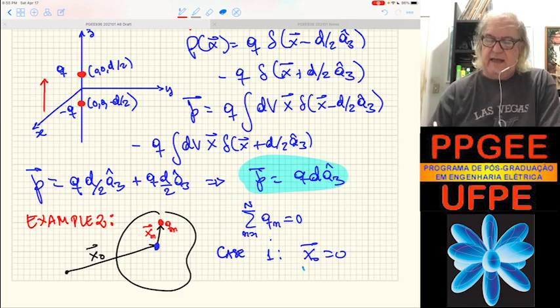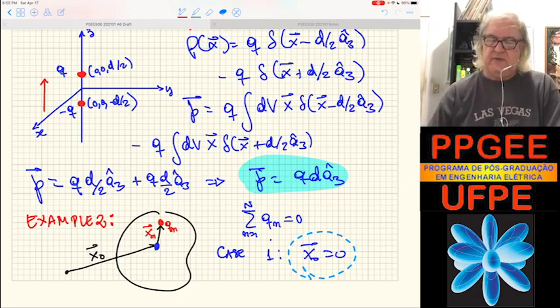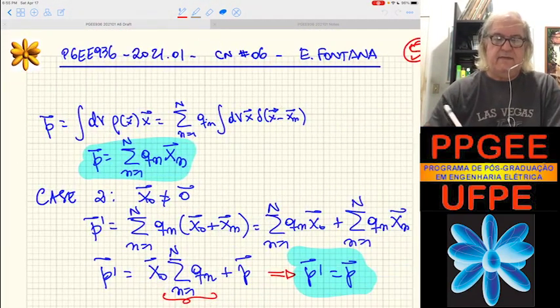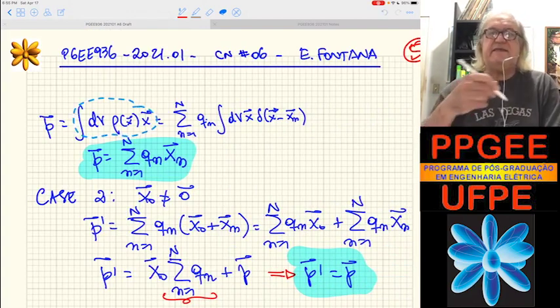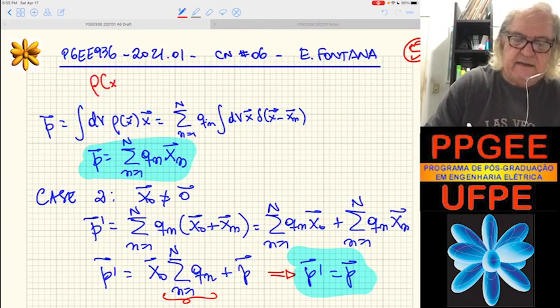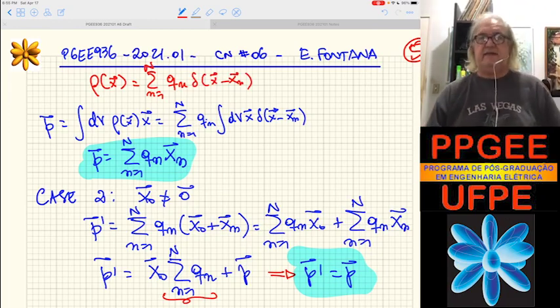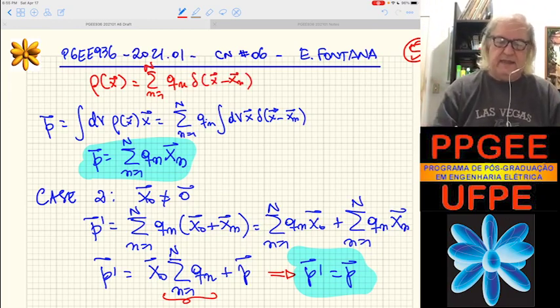Let's make case 1, x0 equals 0. So the origin, I put x0 equals 0. Let's see what happens if we do that. Well, we just apply the definition. We're going to have several delta functions. I didn't write it, but the density equals the sum over n of Qn delta of x minus xn. That's what the density is. So we just put that thing here.